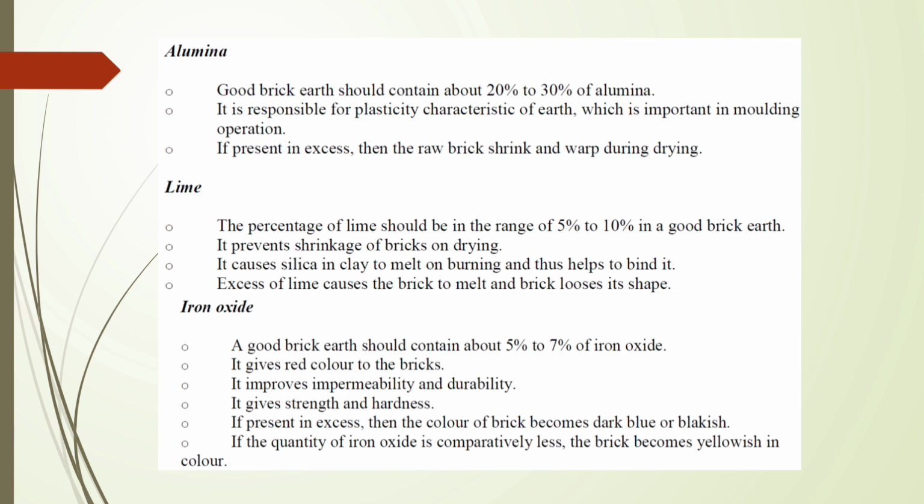Alumina. It is the predominant constituent of all kinds of clay. A good brick earth should contain about 20% to 30% of alumina. Alumina imparts plasticity to the earth so that it can be molded. Higher contents of alumina cause raw bricks to shrink and warp during drying and burning and become too hard when burnt.